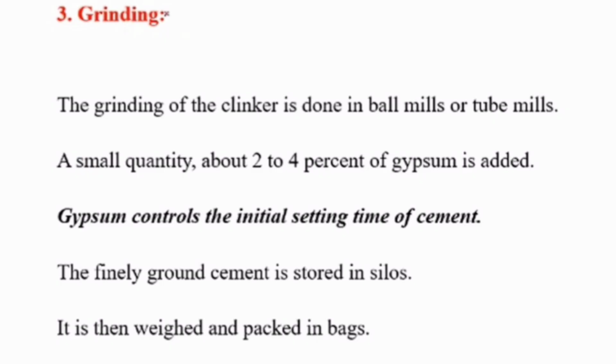And the last process is grinding. That means the clinkers are powdered in a ball mill or a tube mill. During this powdering process, 2 to 4% of gypsum is added, which is mainly used to control the initial setting time of the cement. And the finely ground cement is stored in silos, and it is weighed and packed in bags.